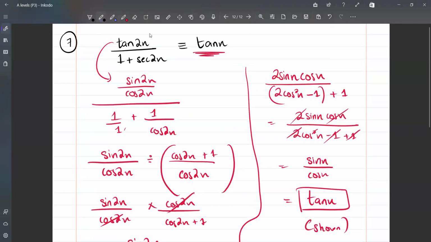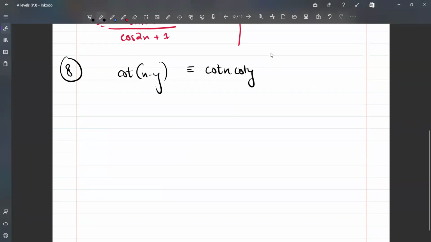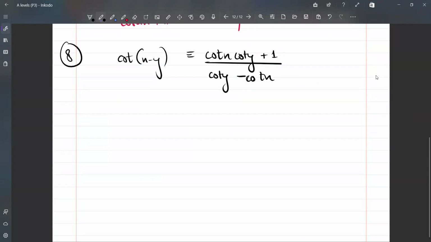Okay. So one last identity for today. And let's start it. Now this says cot x minus y is identical to cot x cot y plus 1 upon cot y minus cot x. So this is what we have to prove.